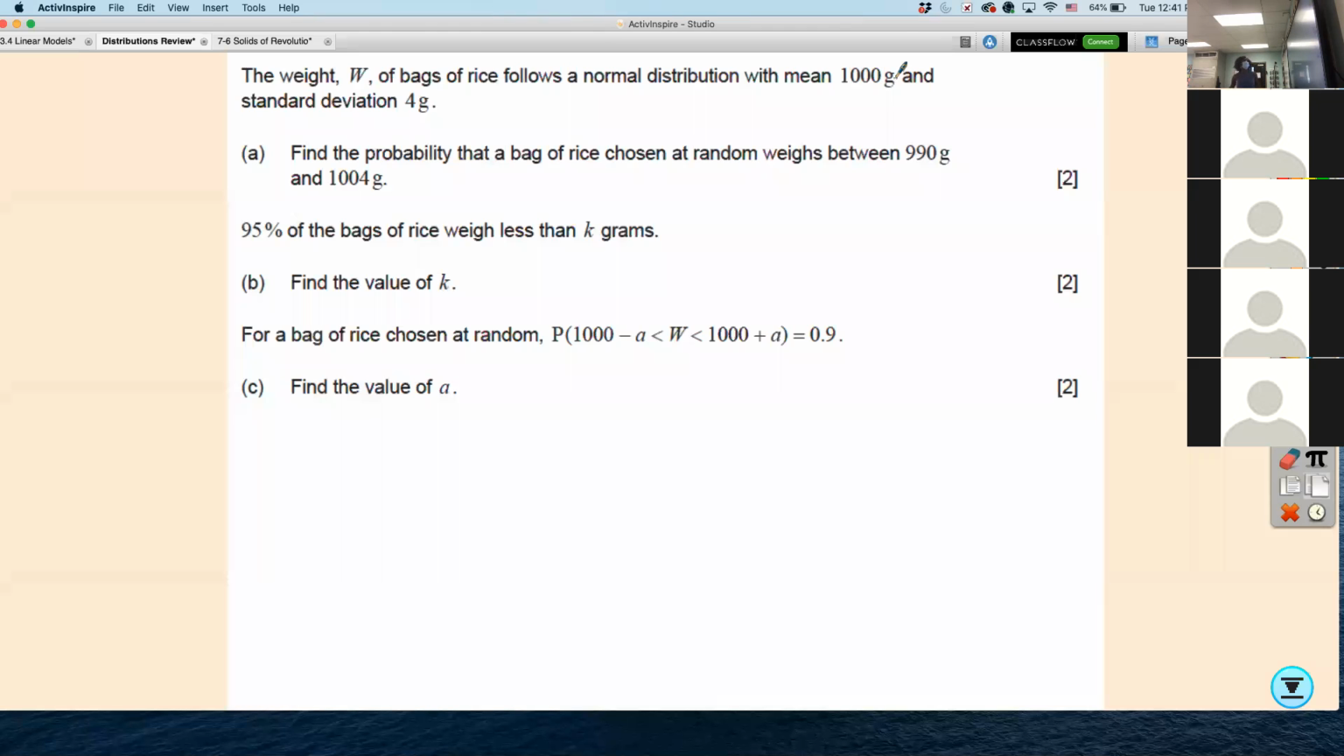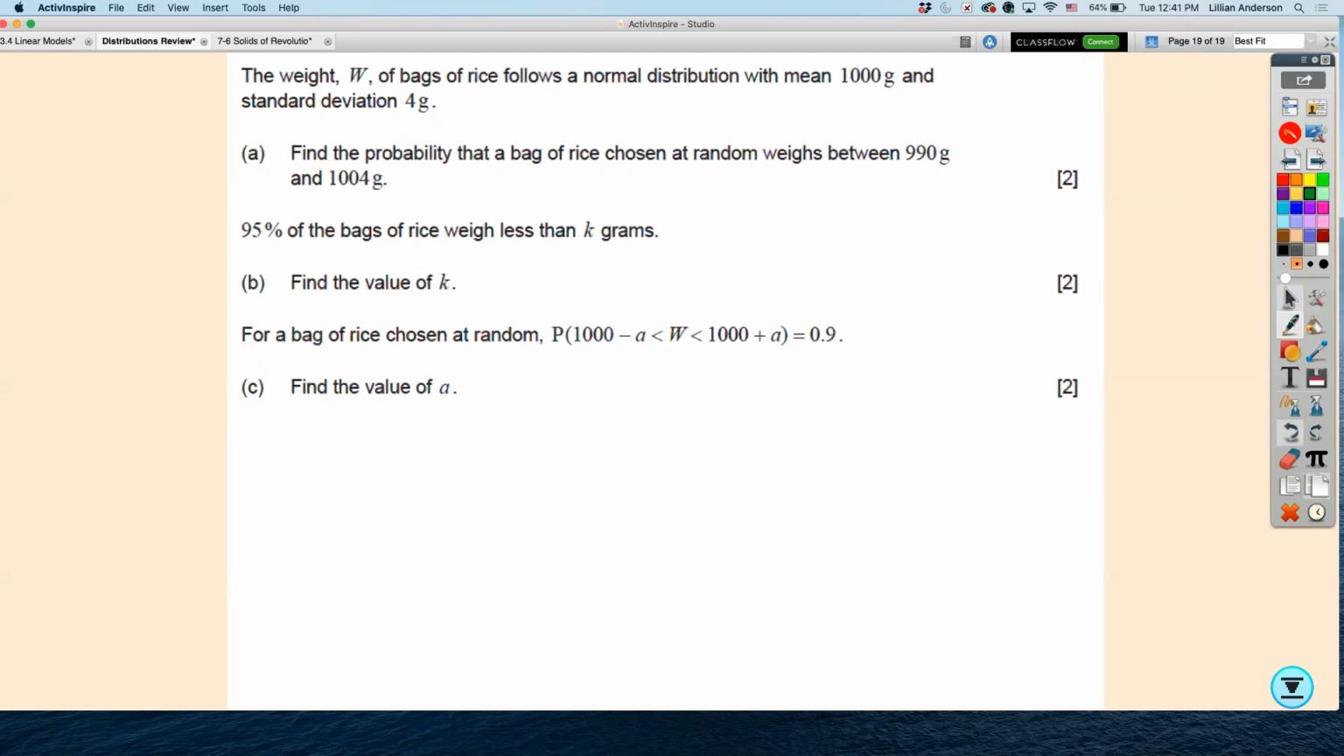So looking at this example, it says the weight W of bags of rice follows a normal distribution with a mean of 1,000 grams and a standard deviation of 4 grams. Okay. With the quiz, you're going to need to be able to recognize which distribution we're talking about. What's the dead giveaway for this one? Normal. It says it. And to be honest, normal distributions are going to say that they're normally distributed or it's a normal distribution. So you know you're working with that. Mean is 1,000, standard deviation is 4.